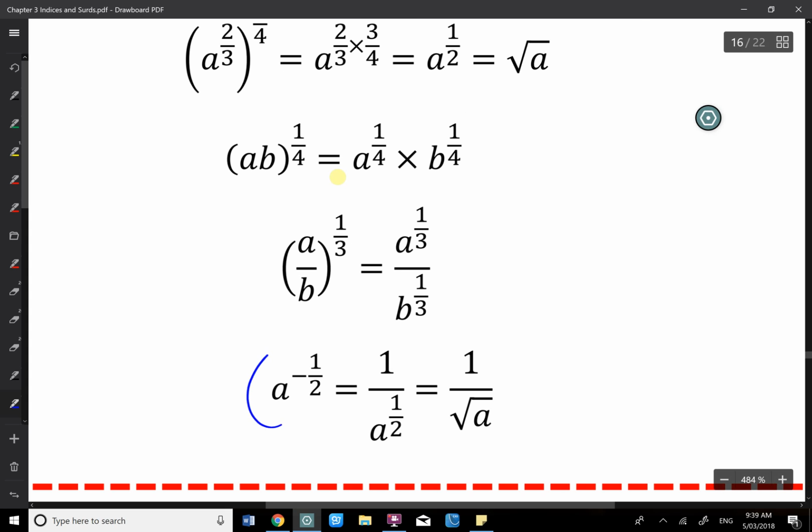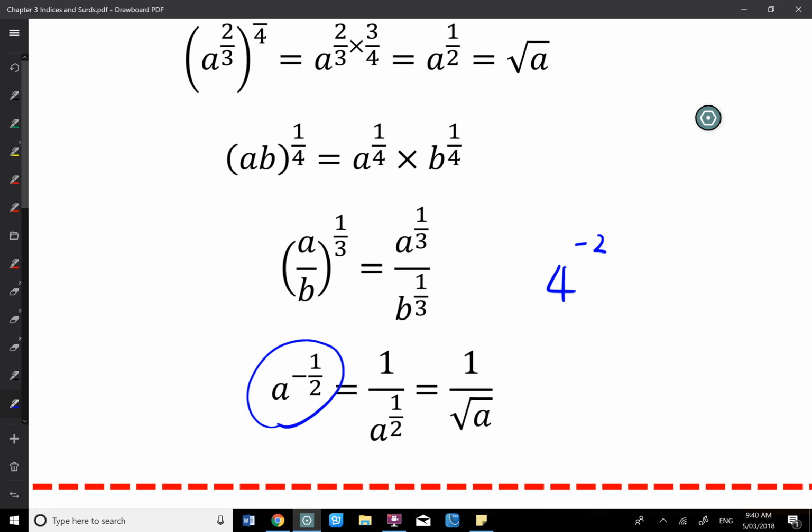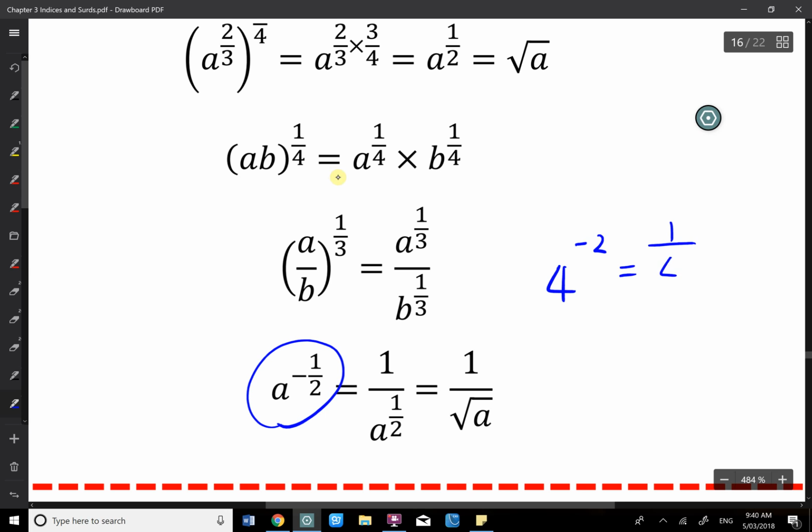Okay, the negative indices one is very tricky now. So what is 4 to the power of -2? What is this? You want to evaluate that? 1 over 4 squared, that's right. 1 over 4 squared, so that's 1/16.